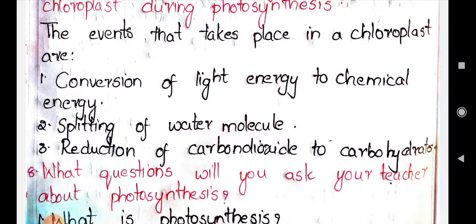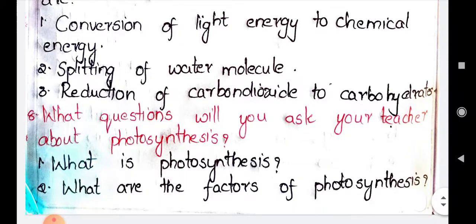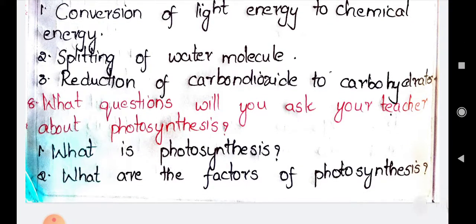Okay, so these are the three events that take place in the chloroplast during the process of photosynthesis. Let's go to the next question. What questions will you ask your teacher about photosynthesis?